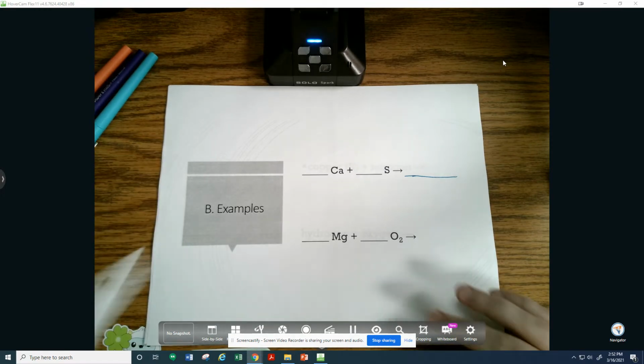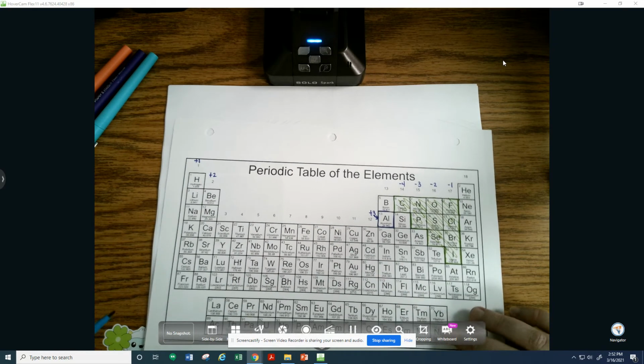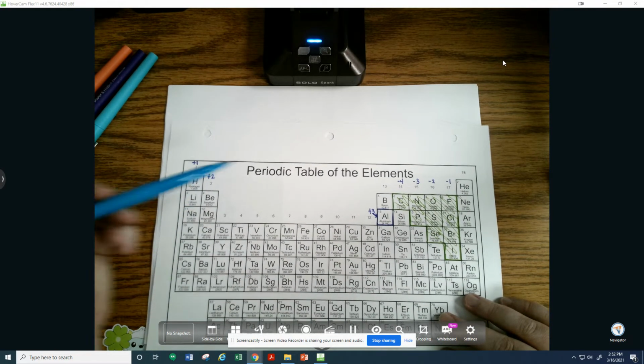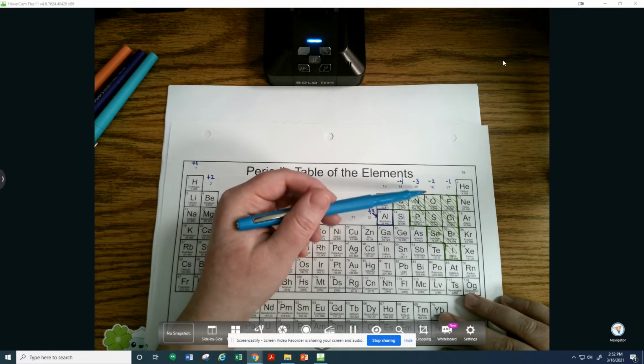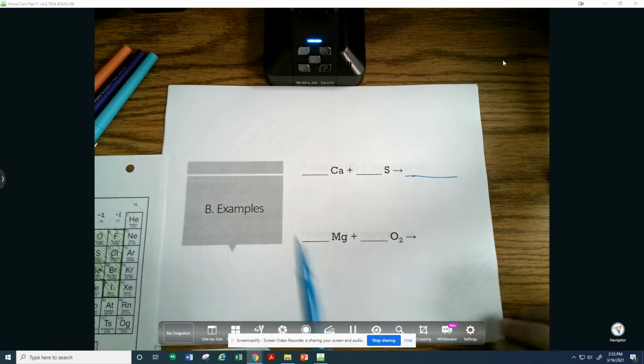So this is where your handy dandy notebook, and by handy dandy notebook, I mean your periodic table, becomes useful. So we have calcium, which is a +2, combining with sulfur, which is a -2. Also, remember, order does matter.